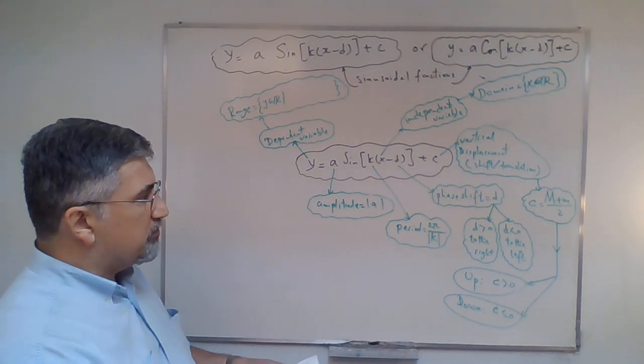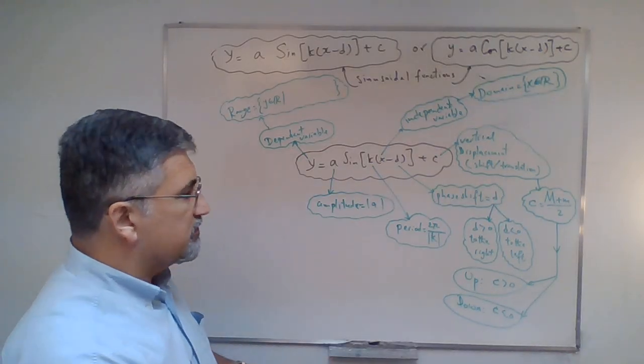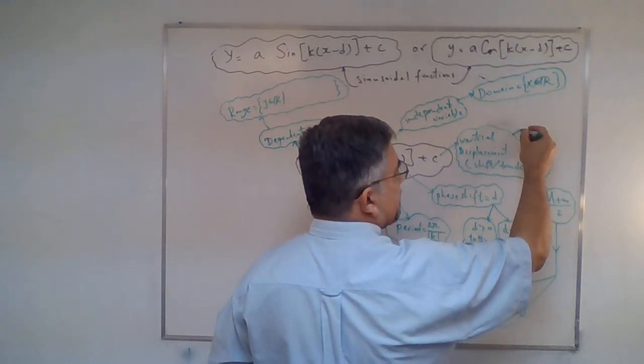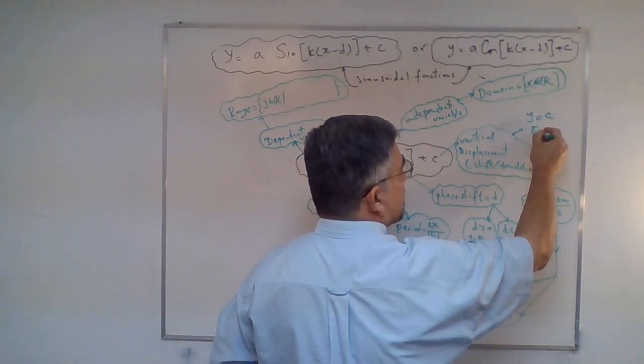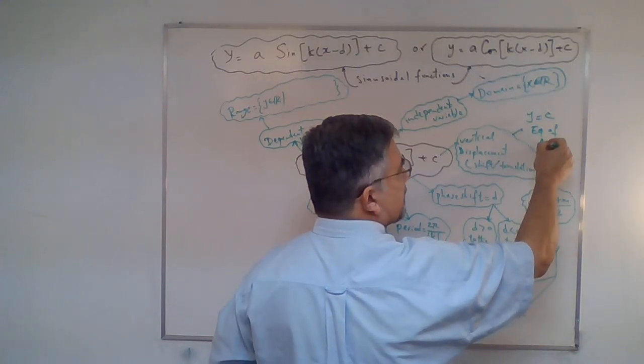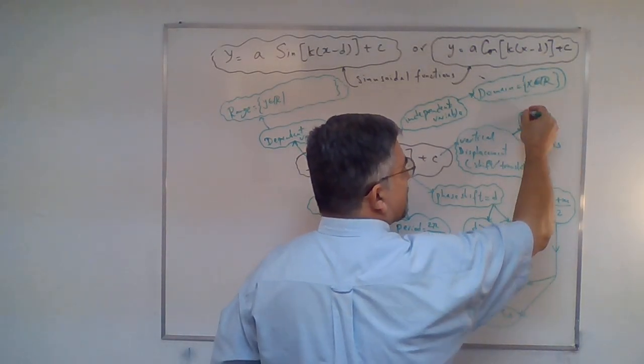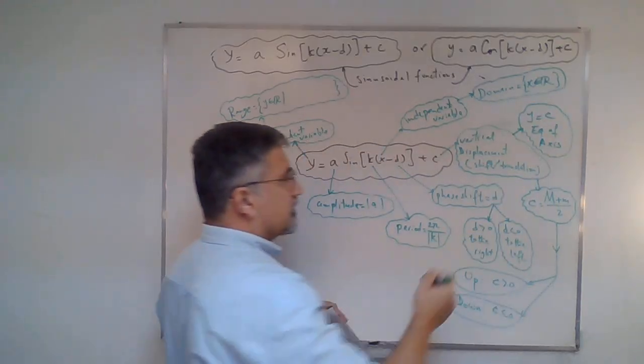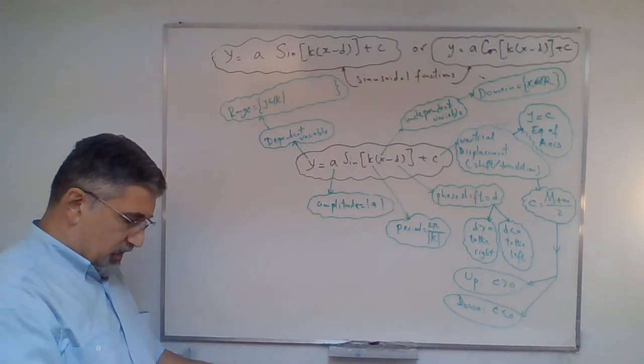And how is this going to help us to find the equation of the axis of the curve? Well, it's very easy. Y equals C is the equation of the axis of the curve. Okay, so y equals C.